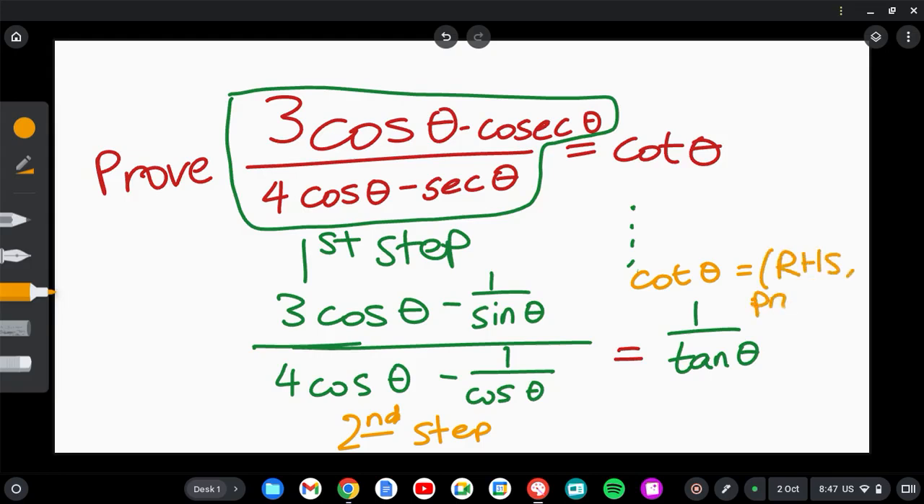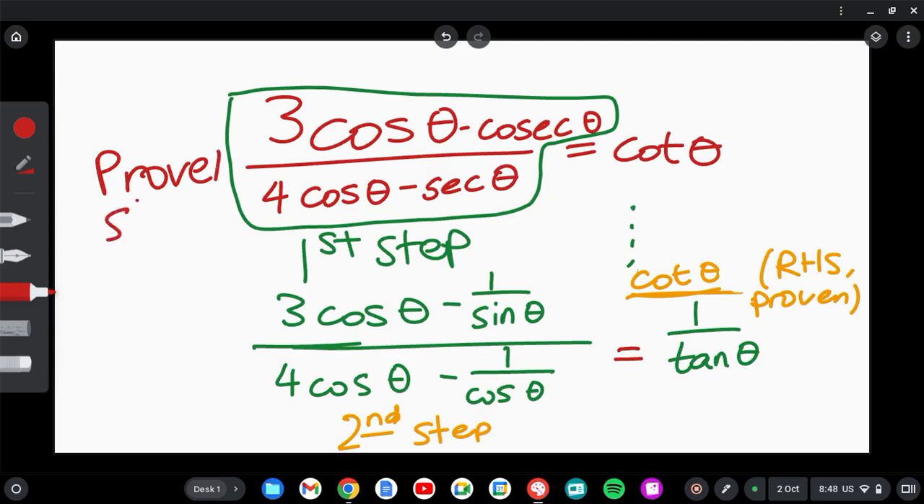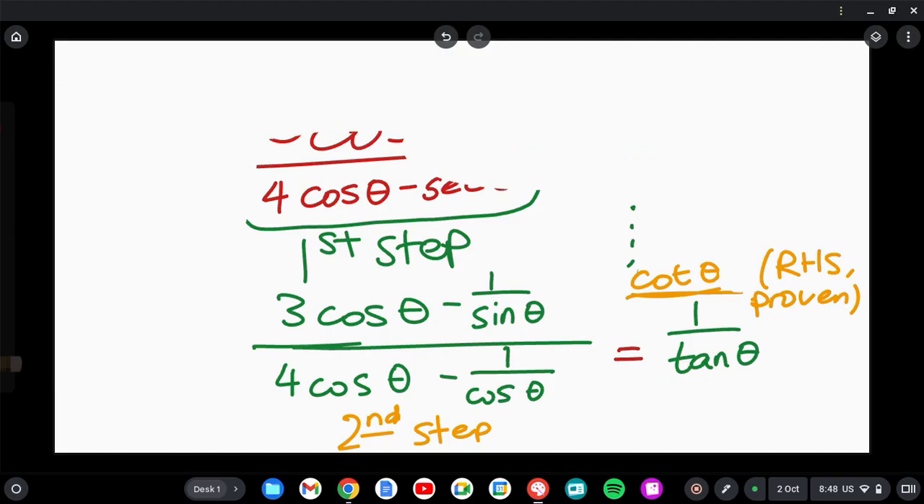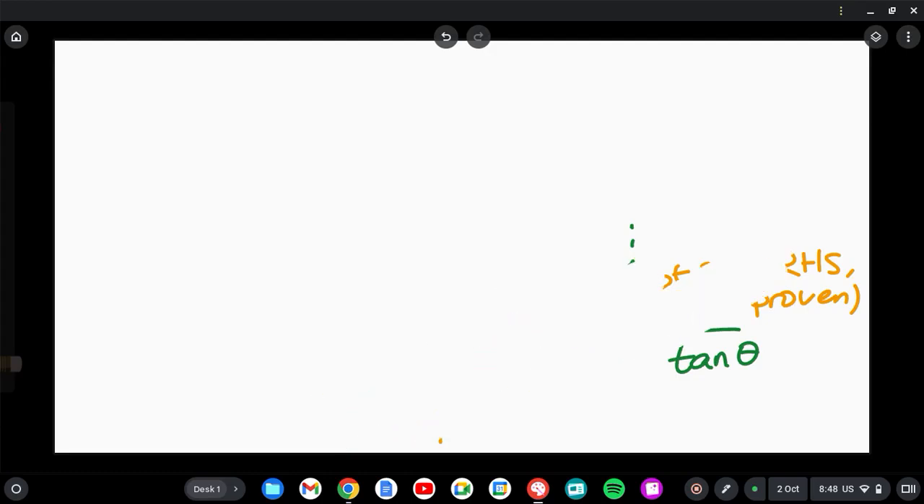This is the final solution. Cotangent theta should be your last statement, because cotangent theta is the RHS and you need to write proven. If they say show, you must write shown. I heard that my seniors all mixed up proven and shown and they got deducted 1 mark. It is actually very wasted. So remember to read the question carefully. I'm also teaching myself how to do it, so yeah.